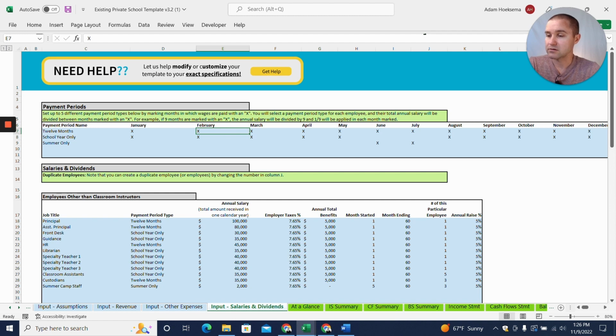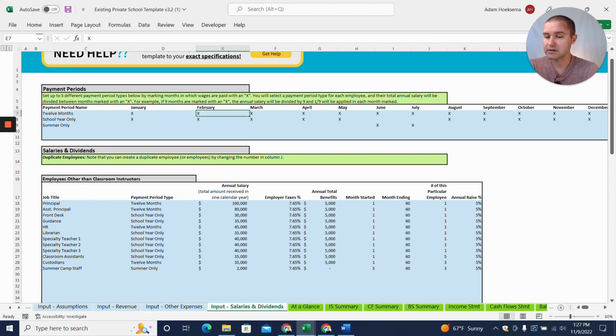And then maybe some teachers opt to be paid only in the months that they work, or maybe the cafeteria workers or custodians could be paid only during the school year, and when school's not in session, they're not paid. And then you may again have some staff that are only in the summer, only paid in the summer. So we give you that flexibility to model that cash flow for payroll purposes.